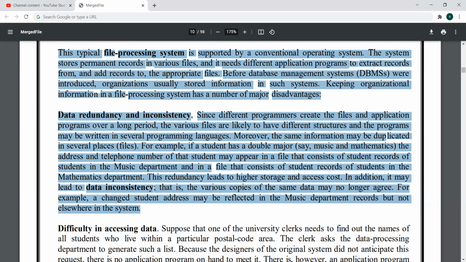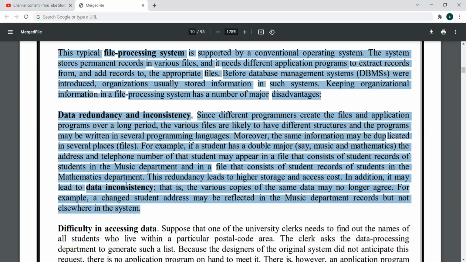Since different programs create the files and applications progress over a long period, the various files are likely to have different structures and the programs may be written in several programming languages. Moreover, the same information may be duplicated in several places. For example, if a student has a double major, in music and mathematics, the address and telephone number of the student may appear in a file that consists of student records of students in the music department and in a file that consists of student records of students in the mathematics department. This redundancy leads to higher storage and access costs.